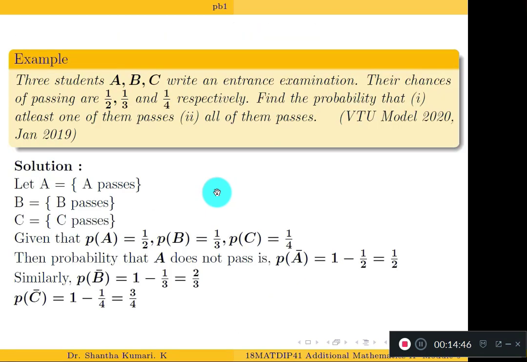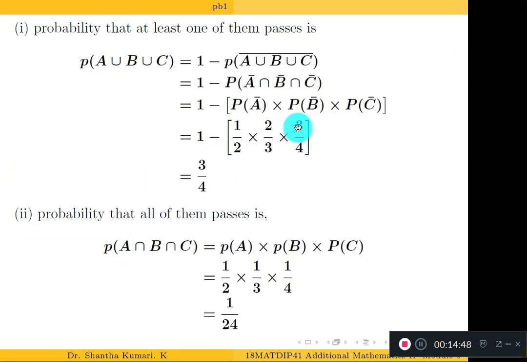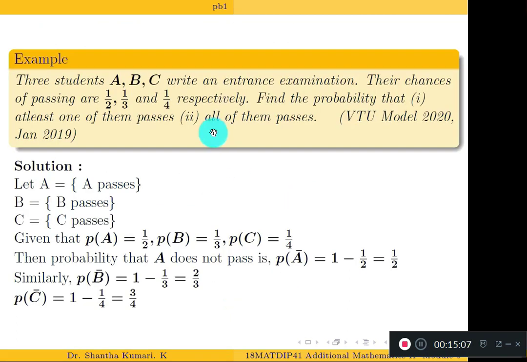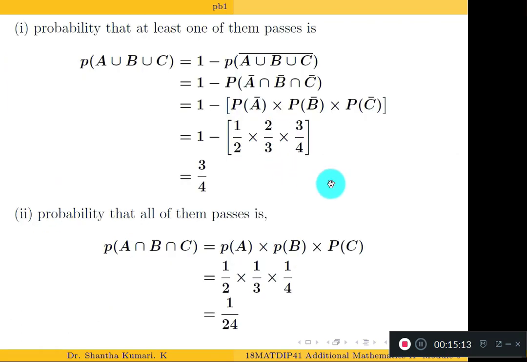So second question, all of them. The notation is P of A into P of B into P of C, multiply. You get the answer 1 by 24. Very simple question, only remember the notations properly. So only 2 questions are asked here. Now let us move to the next question.